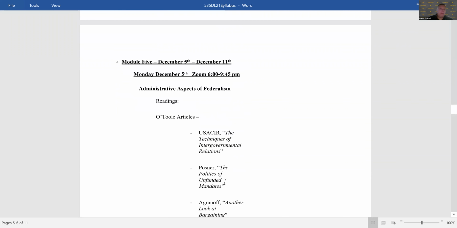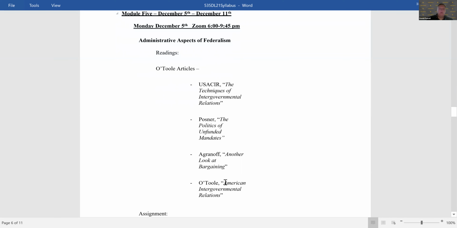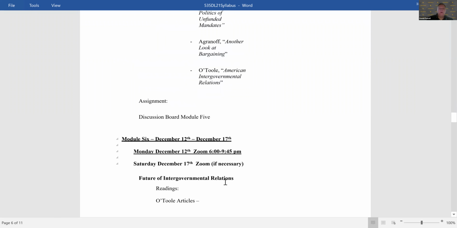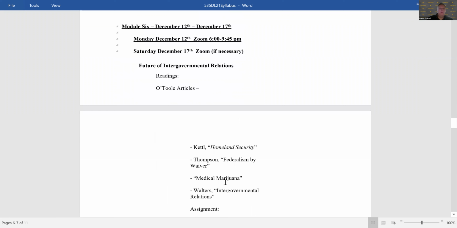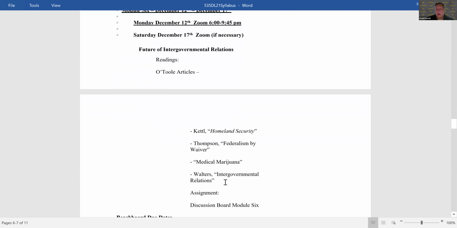We'll talk primarily about mandates, different types of mandates, the advantages of having funded, at least partially funded mandates, and why oftentimes parent governments do not fund the mandates they pass down to subnational governments. And then in our final week, we will get into contemporary and future issues for intergovernmental relations. We'll look at things like homeland security. We'll look at marijuana policy. We will look at the future of intergovernmental relations and the future of the study of intergovernmental relations.